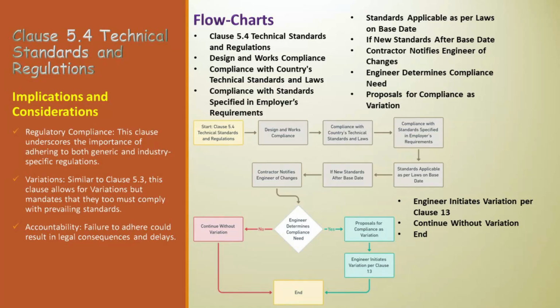Next is engineer initiates variation per Clause 13. The engineer will initiate a variation in accordance with Clause 13, which deals with changes to the contract terms, variations and adjustments. Next is continue without variation. If the engineer determines that compliance with the new or changed standards is not required, the works will continue without any variation. Last is, this marks the end of the process outlined in Clause 5.4.